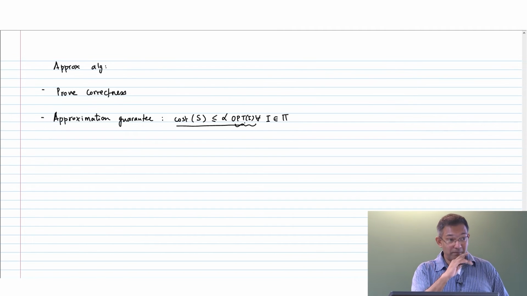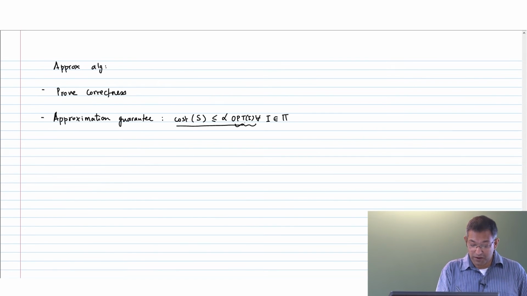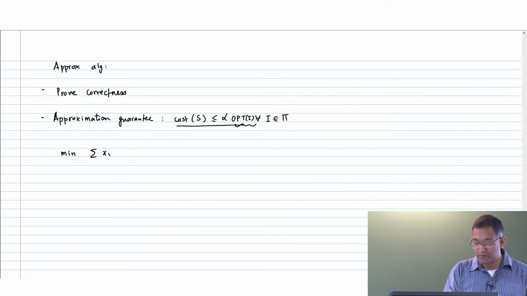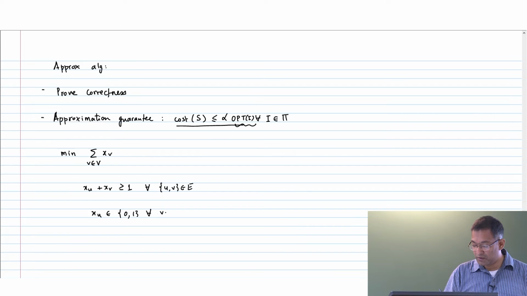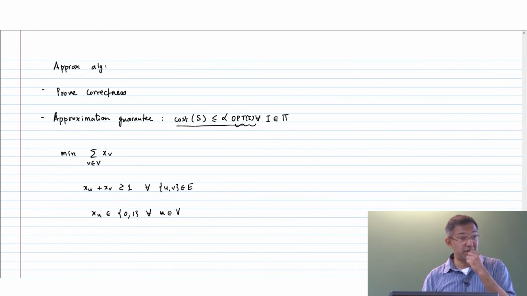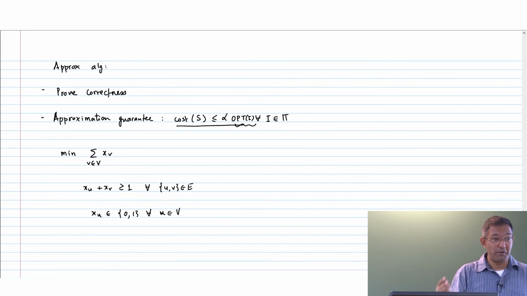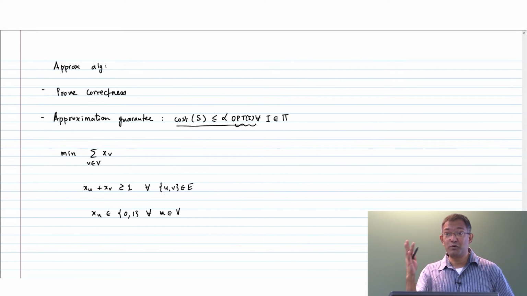So, there are many ways to do it, okay? And there are many techniques to design approximation algorithms. Let us look at just one kind of technique. So, then let us look at the vertex cover problem again. Minimize sigma x sub v, v in V, subject to xu plus xv is at least 1 for all uv in E, and xu is in {0,1} for all u in V. So, this is our integer linear program, which is NP hard, but we know that linear programs can be solved in polynomial time. I want to use the machinery of linear programs to solve this problem.